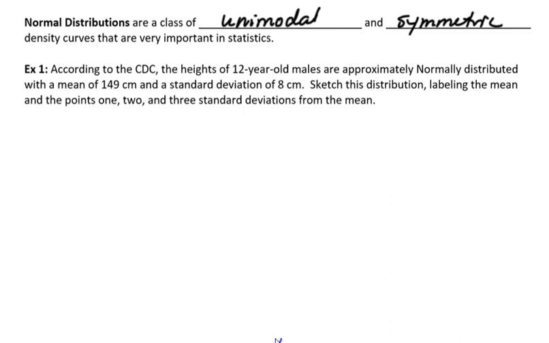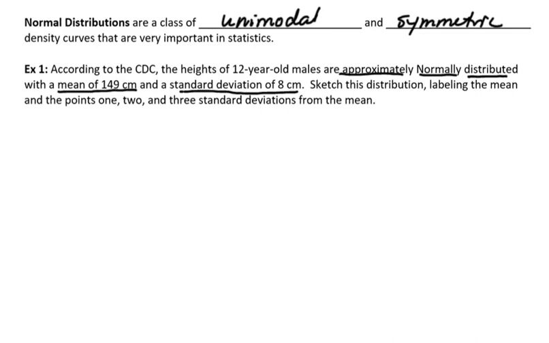According to the CDC, which I believe is the Center for Disease Control, the heights of 12-year-old males are approximately normally distributed, that's important to remember, with a mean of 149 centimeters and a standard deviation of 8 centimeters. That means that these heights are distributed in a unimodal and symmetric way that can be modeled by a normal curve.